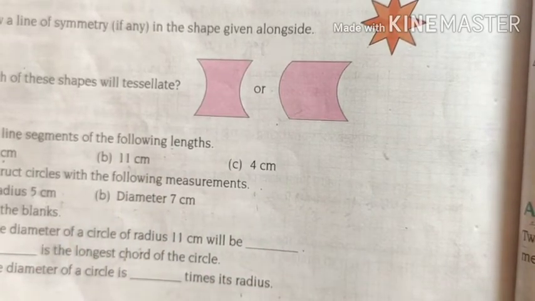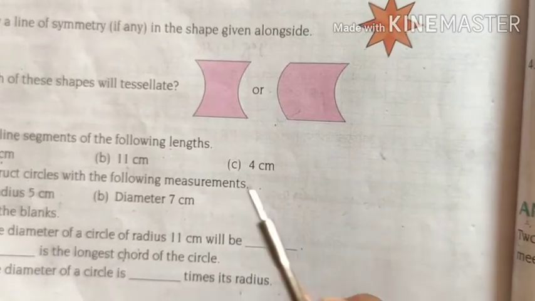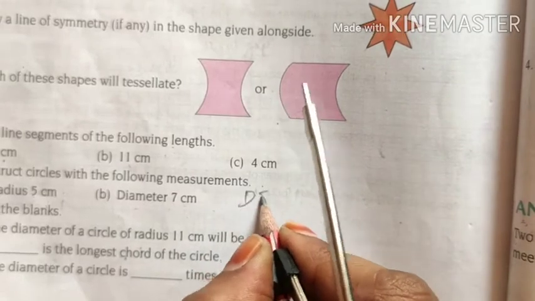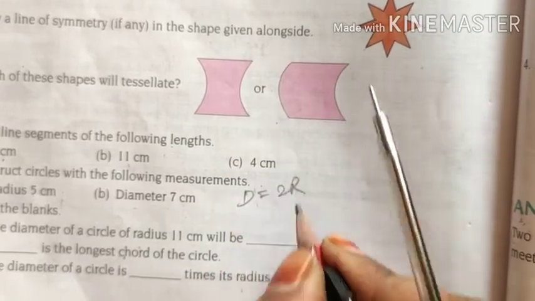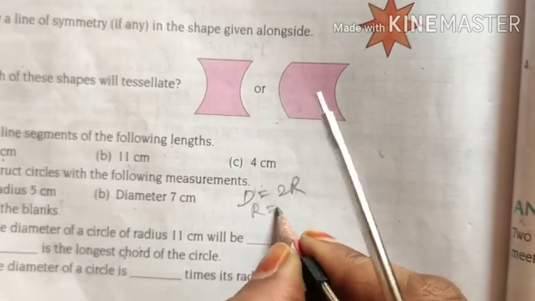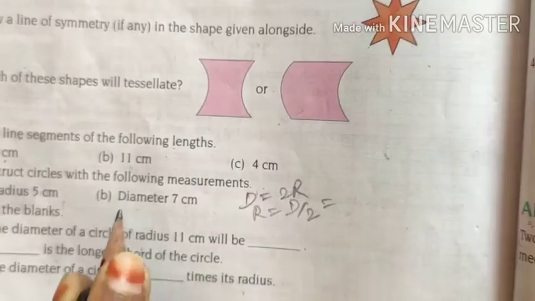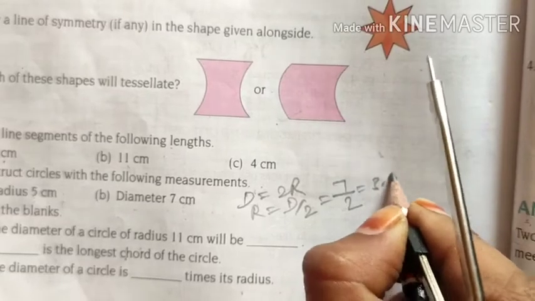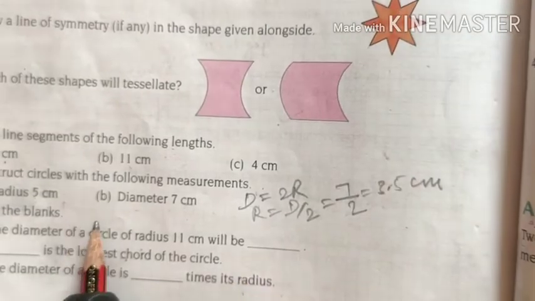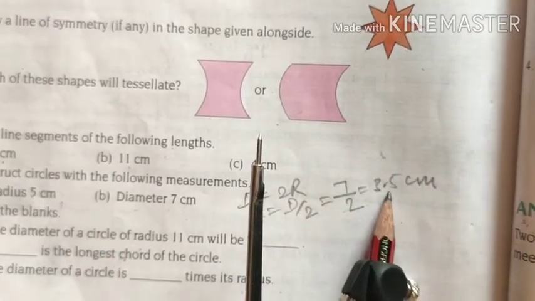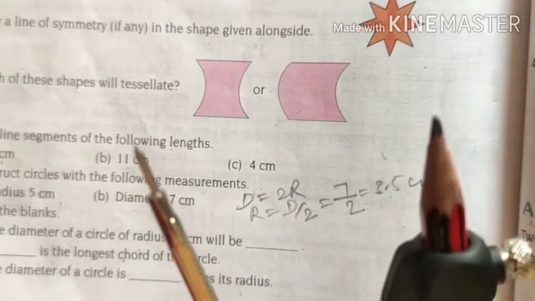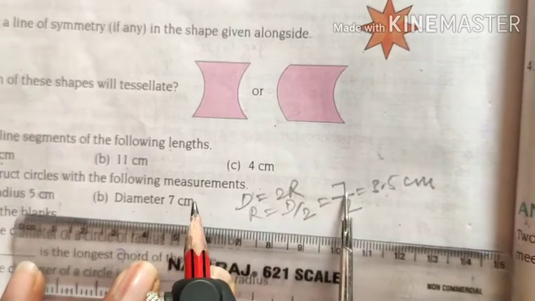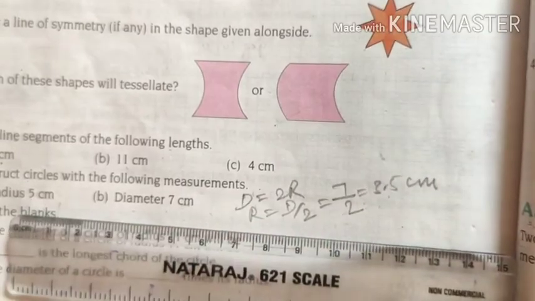Second part is diameter. See, for constructing the circle, we need radius, not the diameter. But the relation between diameter and radius is that diameter is 2 times of radius. Therefore, radius is equal to d by 2. And here diameter given is 7 centimeter upon 2, that is 3.5 centimeter. Therefore, in B part, the radius is 3.5 centimeter. And we always measure radius here. So, take the scale and don't measure 7 centimeter, but you have to measure 3.5.